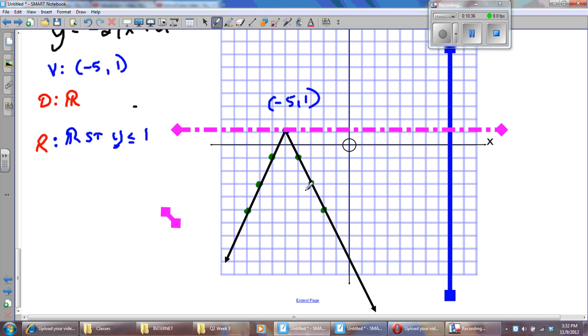And there you go. That's the lesson for today, figuring out the domain and range based on an absolute value graph, using a horizontal line and a vertical line to help us tell.